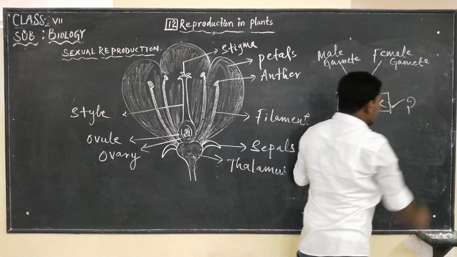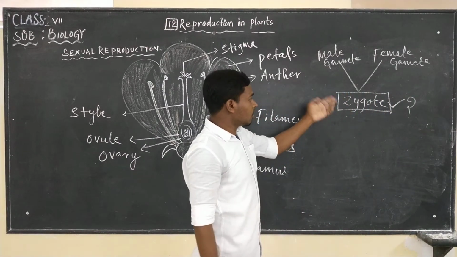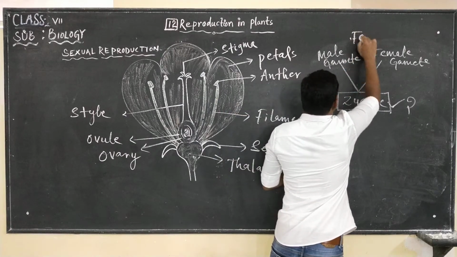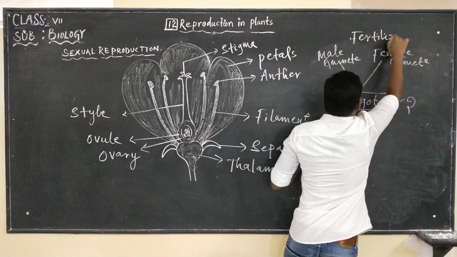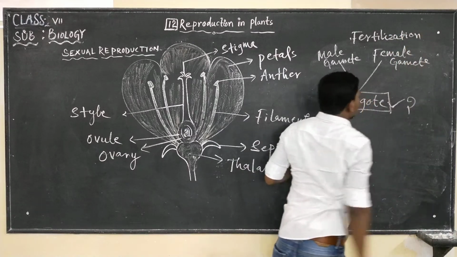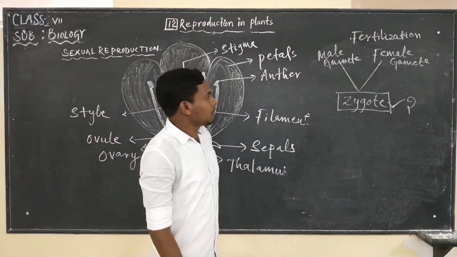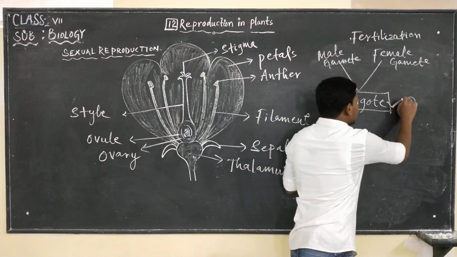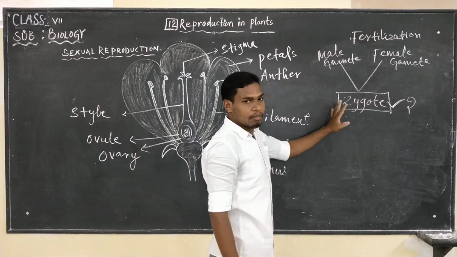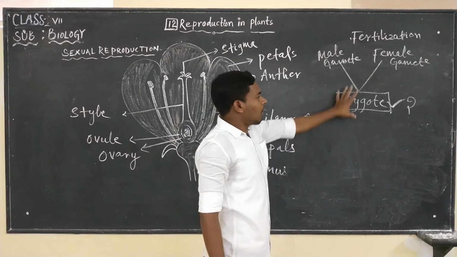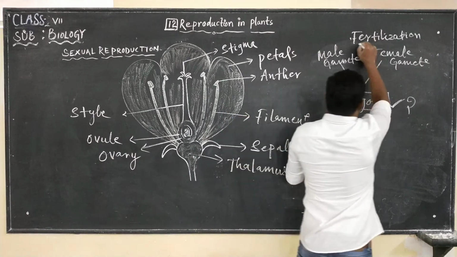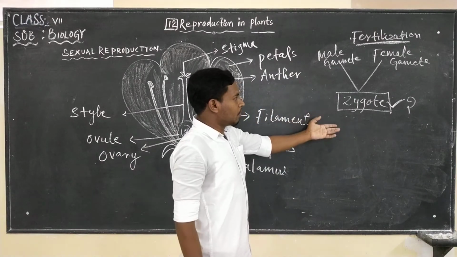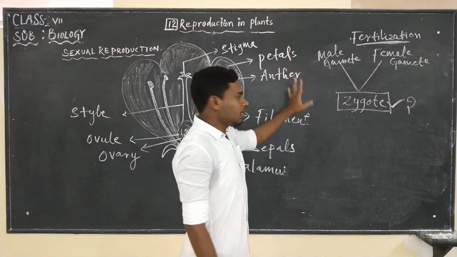Zygote is formed by a special mechanism, this process is known as fertilization. Fusion of male gamete and female gamete is known as fertilization. After fertilization we get zygote. So how does all this process take place? How does fertilization take place? Fertilization takes place by a special mechanism known as pollination.